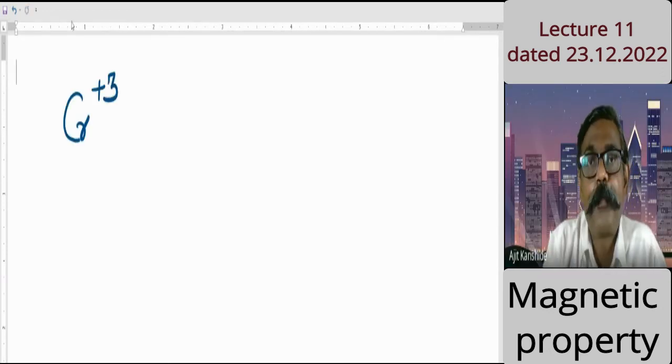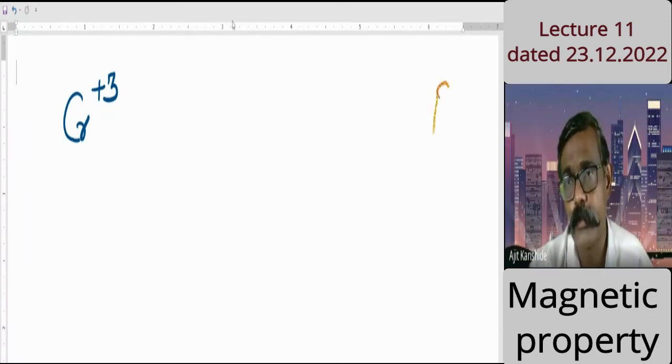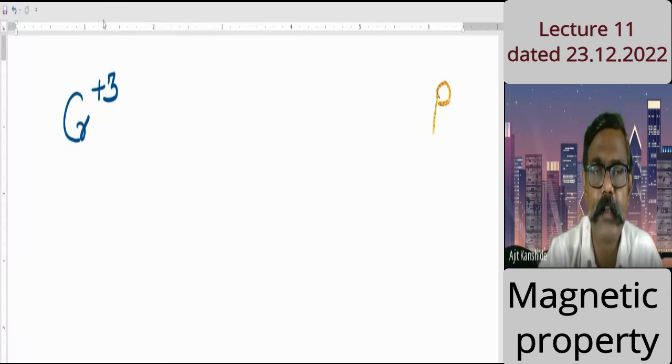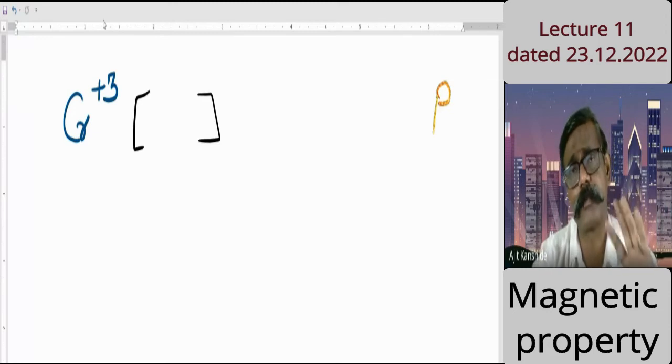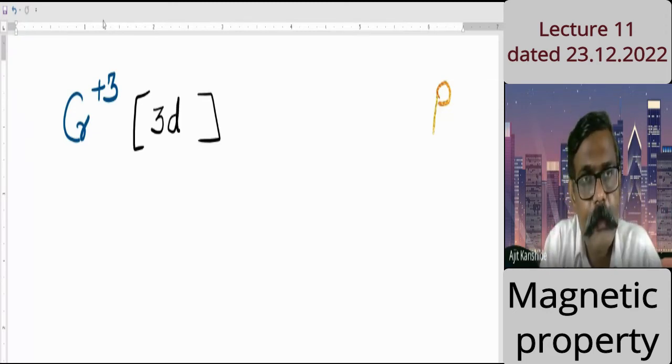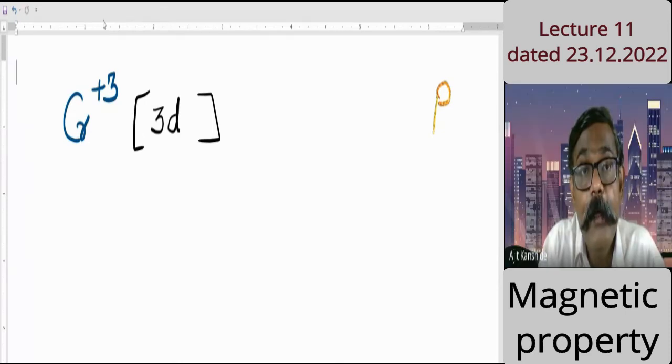Chromium plus 3. Predict its magnetism. Paramagnetic. Okay, the final answer is paramagnetic, as you are saying. One by one. Tell me the electronic configuration. Directly you have to go to chromium plus 3, because chromium we have discussed. Is my question clear? Electronic configuration for chromium plus 3. 3d3.